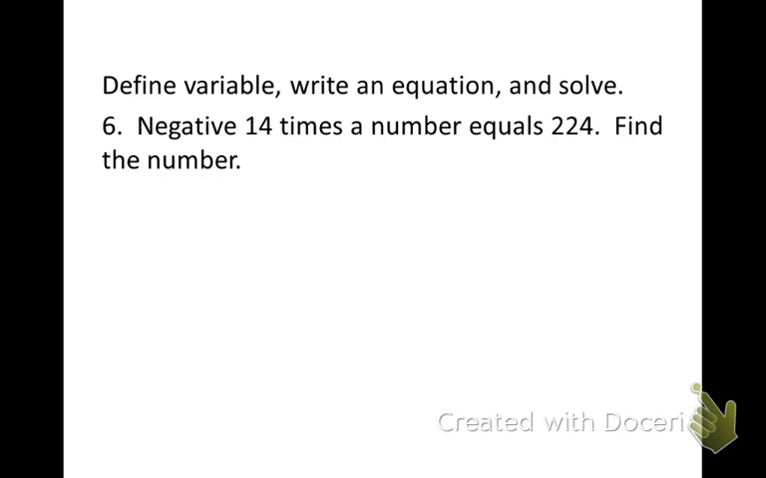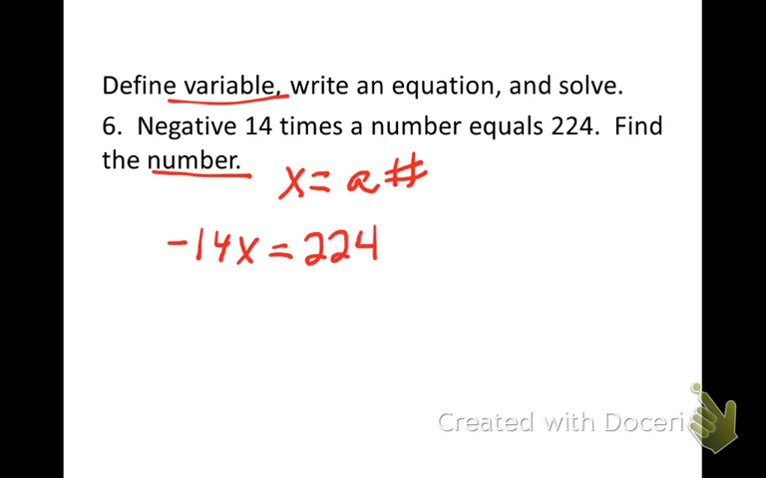In doing a word problem, we have to do the very same thing we did yesterday. Define your variable, write an equation, and solve it. So negative 14 times the number equals 224. Find the number. We don't know the number, so again, let your variable represent that. x just stands for some number. Negative 14 times a number, that would be negative 14x, is equal to 224. So that's our equation. Now we need to solve that.